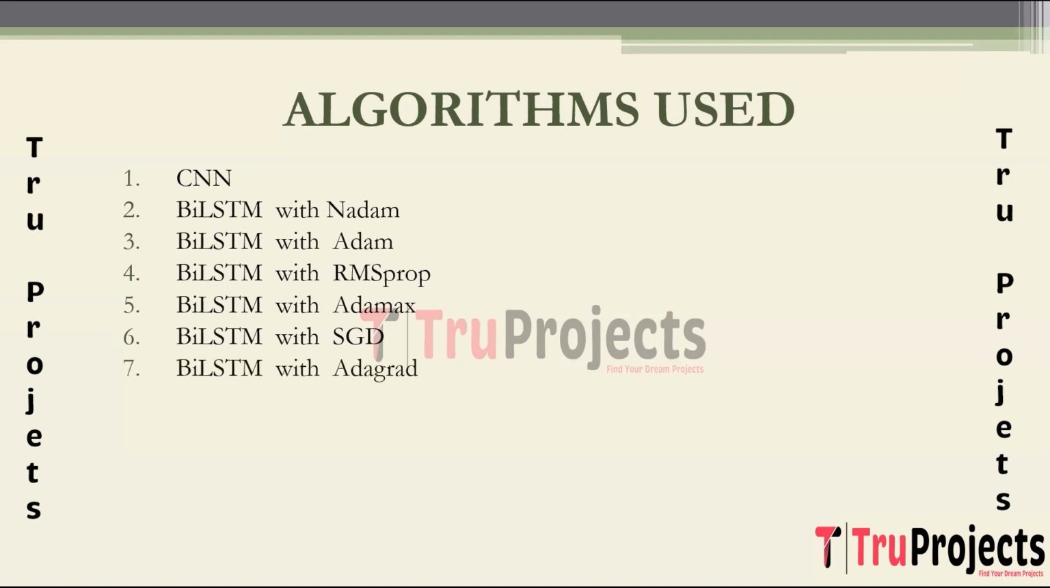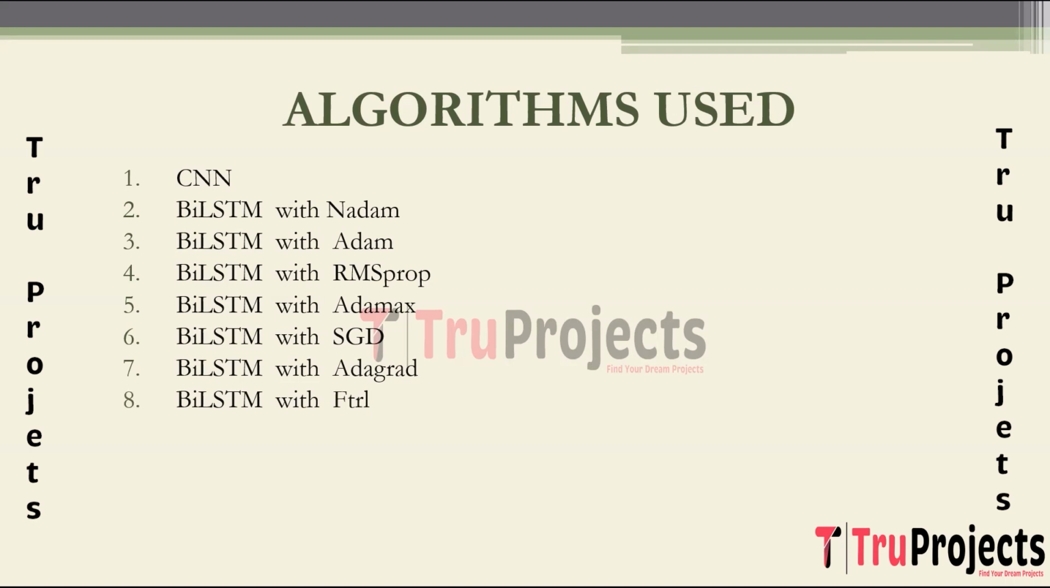The next algorithm is LSTM with AdaGrad. AdaGrad is an optimization algorithm that adapts the learning rate for each parameter based on the historical gradient information. It is combined with the bidirectional LSTM. AdaGrad is suitable for sparse data scenarios. In the project, it is chosen based on the characteristics of the network data, where certain features may be more informative than others.